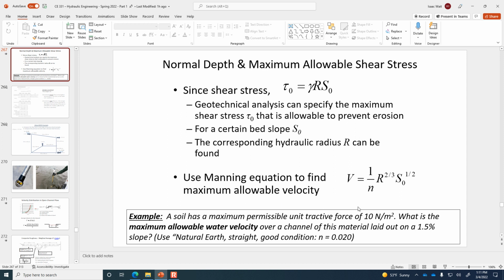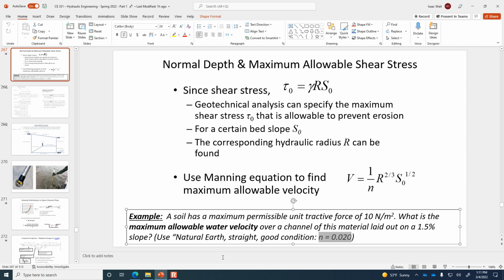These are pretty typical values here. 10 newtons per meter squared is a pretty middle of the road tractive force that could be permitted by a soil, and a 1.5% slope is pretty typical for a relatively small stream. By the time they get much bigger, they usually flatten out. Like the Ohio River isn't 1.5% slope, it's much flatter than that.